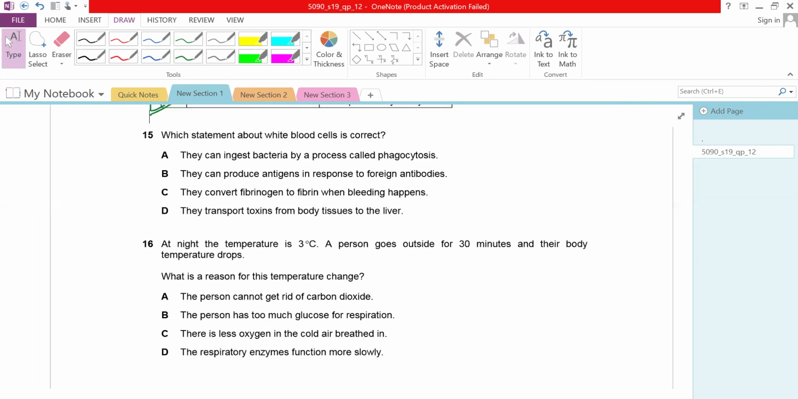Which statement about white blood cells is correct? They ingest bacteria by the process called phagocytosis. Yes, the statement is correct. They can produce antigens in response to foreign antibodies. They convert fibrinogen into fibrin when bleeding occurs. No. They transport toxin from blood tissues to liver. No. These three statements are incorrect.